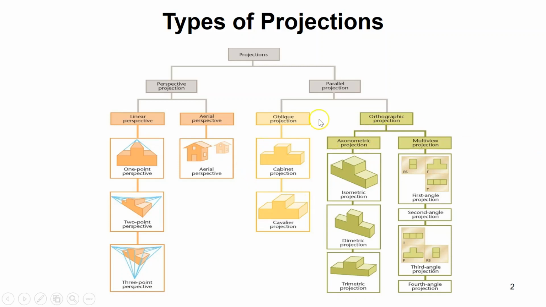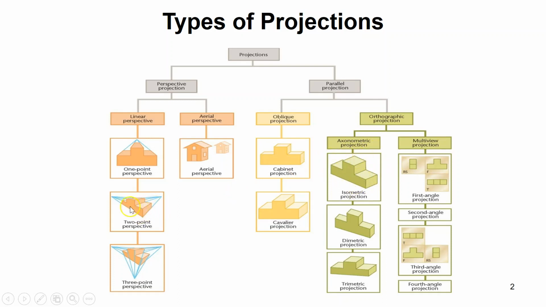So what's the difference here? The edges of the object that are parallel in the real world, when you project them, you still show them as parallel, right? So look at this line and this one and this one and this one. They're all parallel in real life, and when you project them in an isometric projection, you show them as parallel.